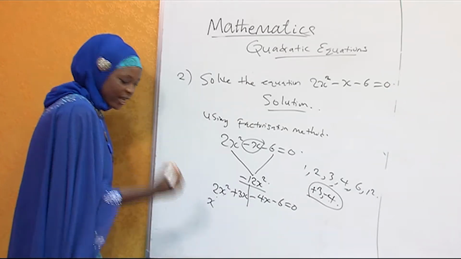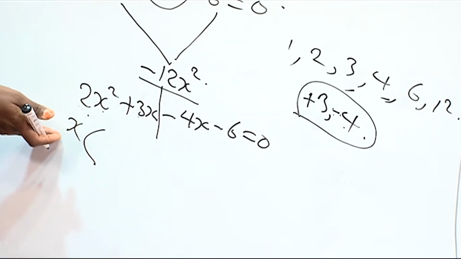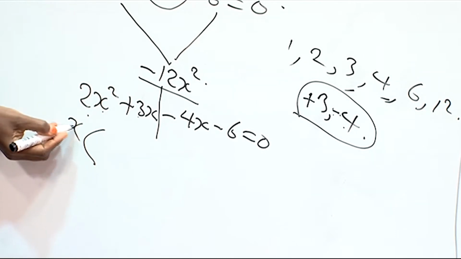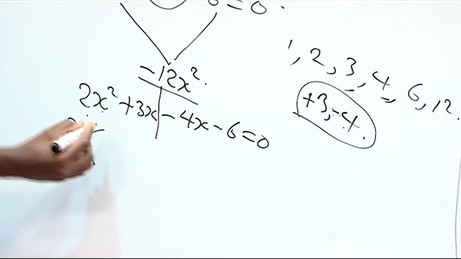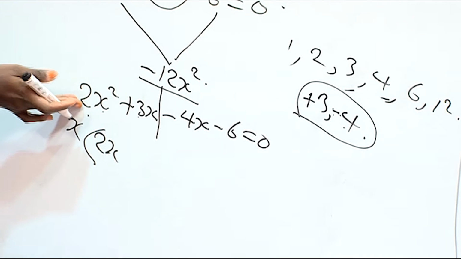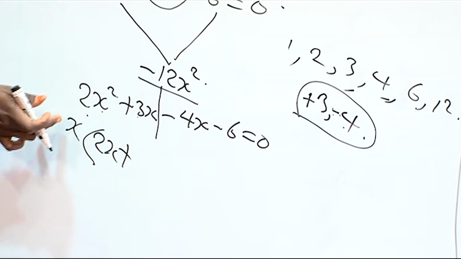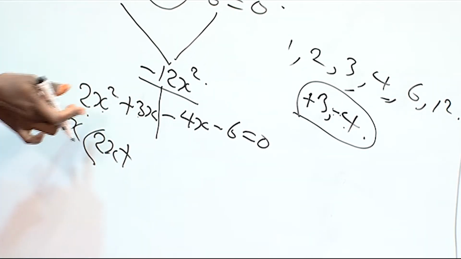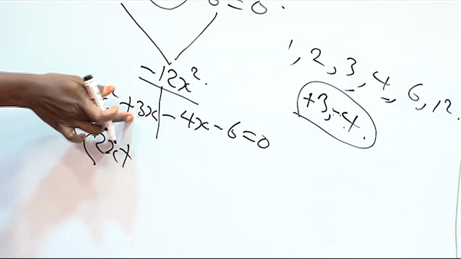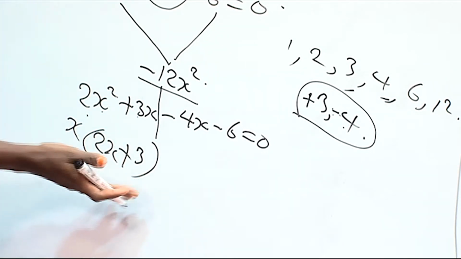If I factor out x, you open a bracket. Use this x to divide this 2x. That means x will cancel one x, and you are left with 2x here. I have my plus. Use this 3x divided by x, the x will cancel this x. You are left with what? 3. So you have factored out this.